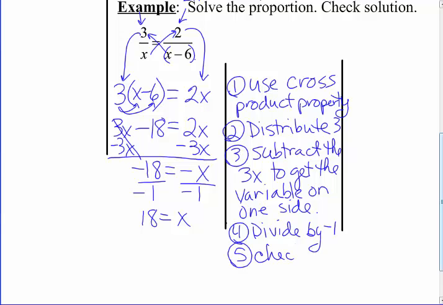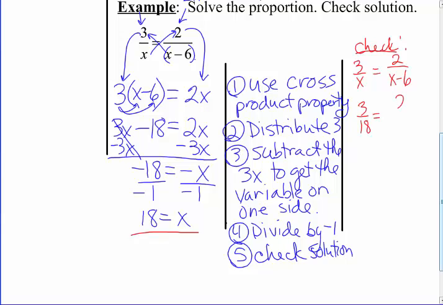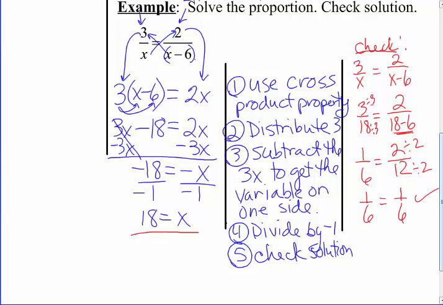So let's go ahead and check our solution. You start with the original equation. Plug in the proposed answer. So 3 over 18 equals 2 over 18 minus 6. Simplify each side separately. So 3 over 18, if I divide by 3, I get 1/6. On the right-hand side, 2 over, I have to subtract the 18 minus 6, so that gives me 12. Divide by 2, divide by 2, so 1/6 equals 1/6, and it did work. So 18 is my solution.